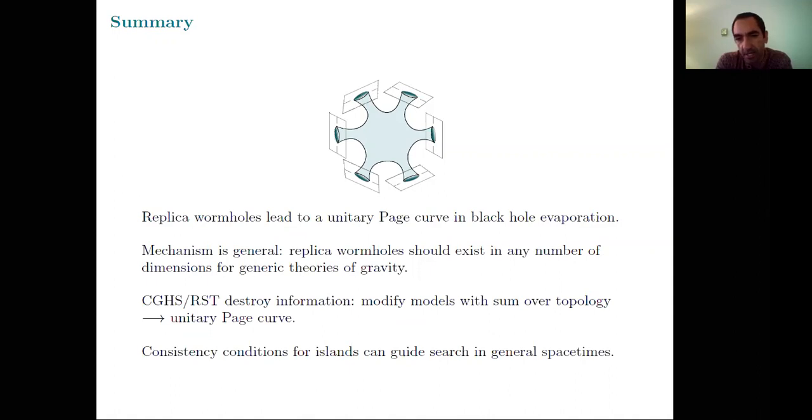And the last point I ended with is that there are consistency conditions you could write down for islands, and that can help you find islands in more general spacetimes, because they only care about the region I. So you can analyze a spacetime without setting up some region R whose entropy you want to compute. All right, I'll stop there and take any questions. Thanks.